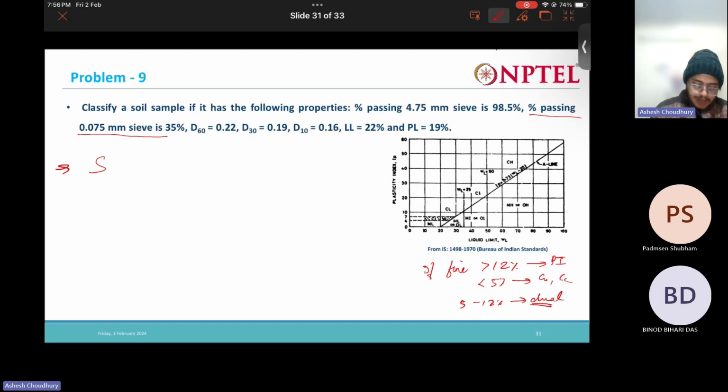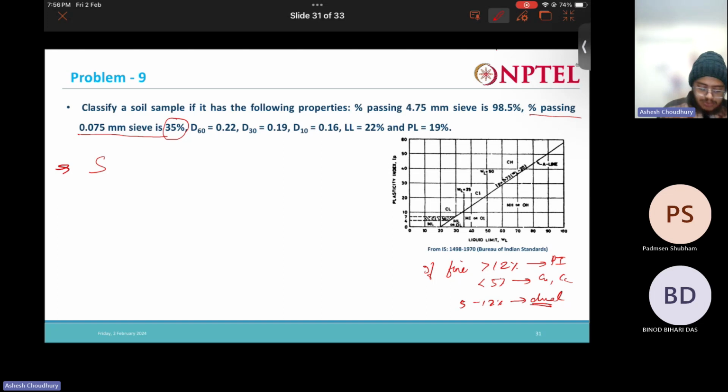Second part. Now for the second part, what we need to do is that, so you are saying that here 35% is actually greater than 12%, greater than 12%. So let us first calculate Cu and Cc.